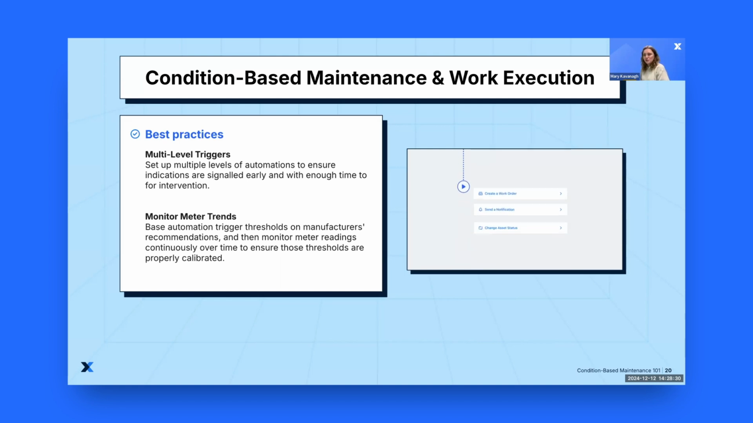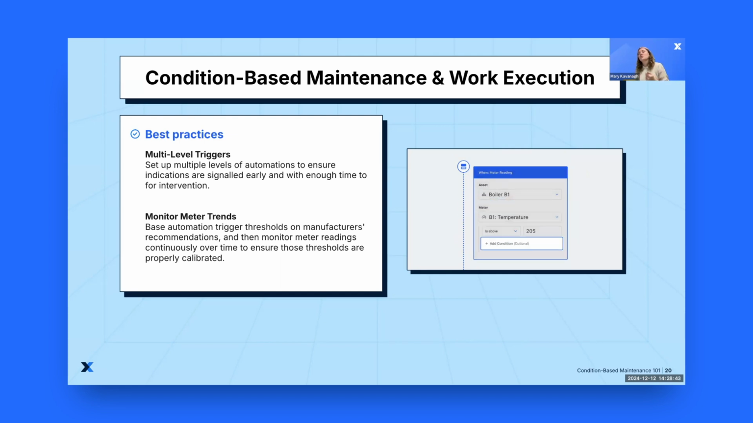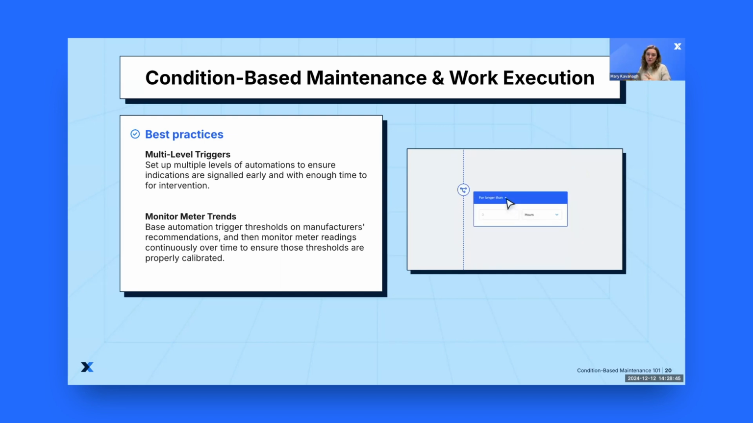Second point, monitor your meter trends. You can base your automation trigger thresholds on your manufacturer's recommendations, and then you can keep monitoring your own data according to your machine to make sure that that's properly calibrated, right? Make sure that your strategy is in line with the performance of your individual piece of equipment.